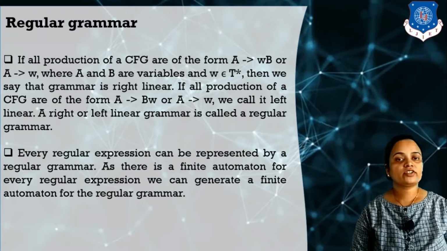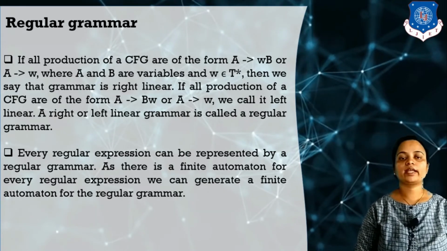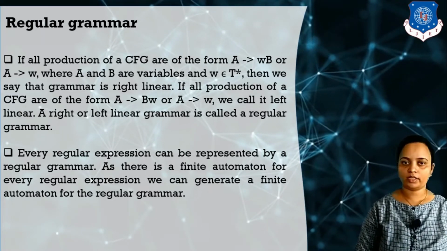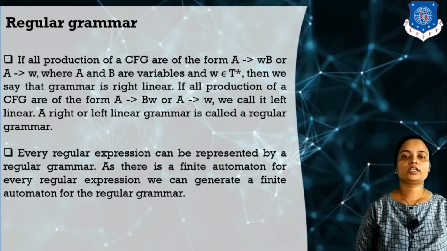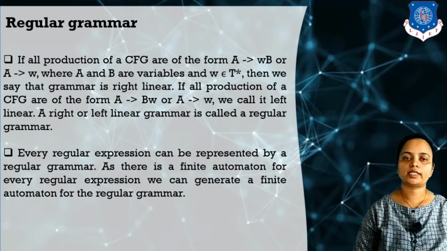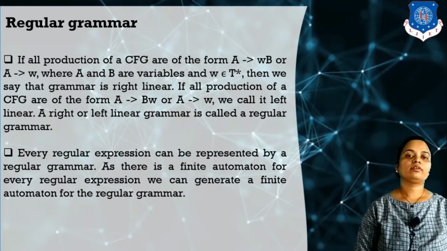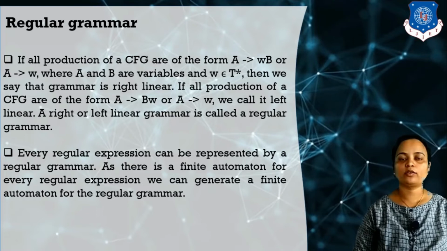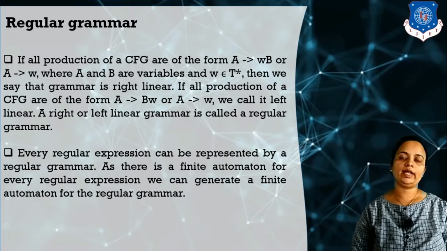And if all the productions of the CFG are of the form A derives capital B small w, and A derives small w, where A and capital B are non-terminals and small w belongs to T star, then this given grammar is a left linear grammar. A right linear grammar or a left linear grammar is said to be a regular grammar. So we can say that a regular grammar is either a left linear grammar or a right linear grammar.